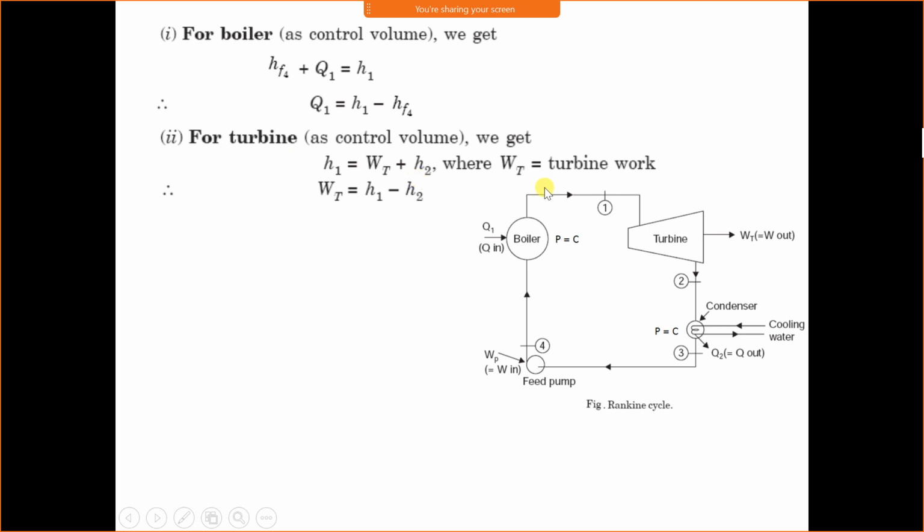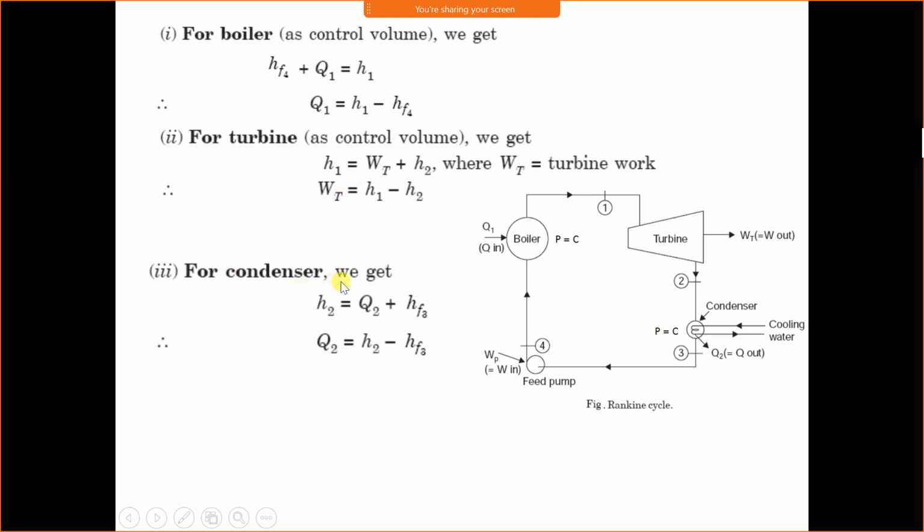Then turbine is working between point 1 and point 2. Therefore, enthalpy at point 1 is equal to work done plus enthalpy rejected. Therefore, H1 is equal to WT plus H2, and WT is the turbine work. Therefore, to find turbine work, WT is equal to H1 minus H2. Work output from the turbine is a difference of enthalpy across the turbine, that is H1 and H2. We have to take difference of H1 minus H2. Since H1 is greater, we will write H1 first, then H2.